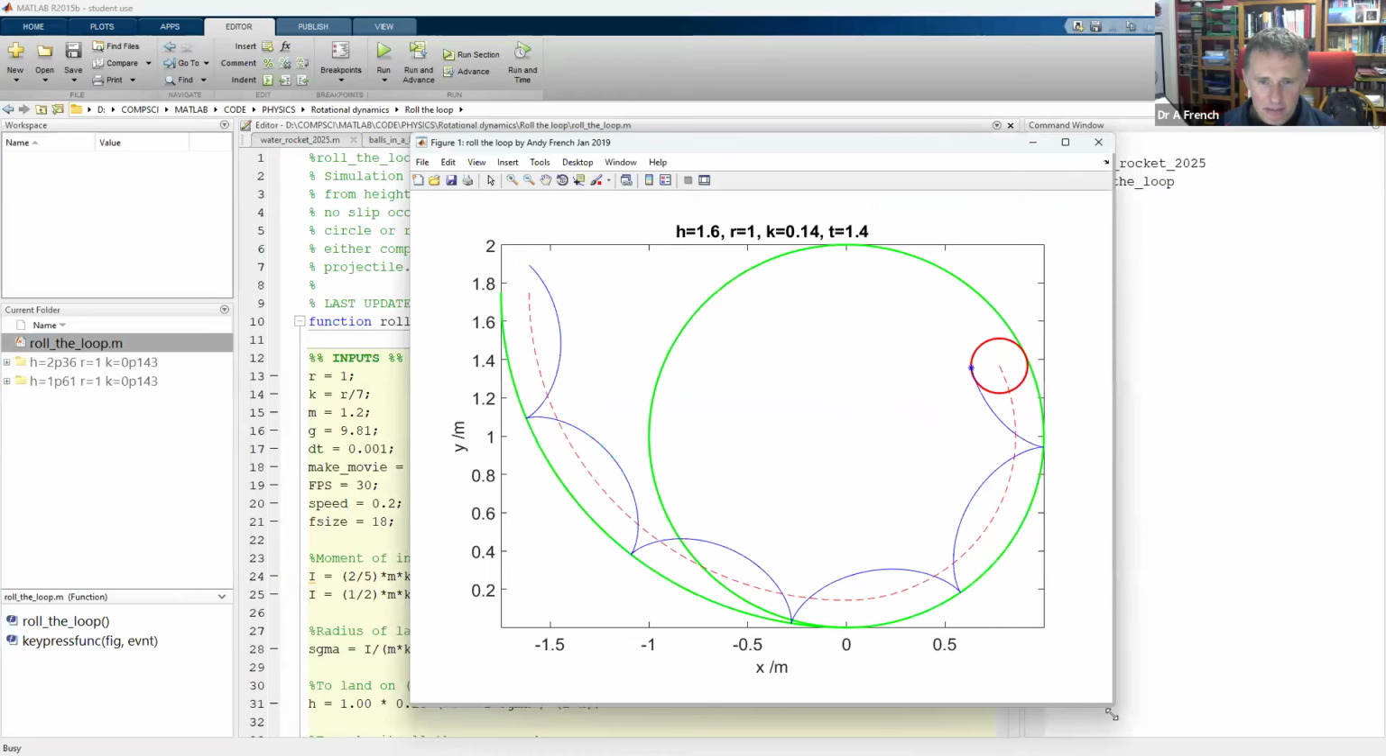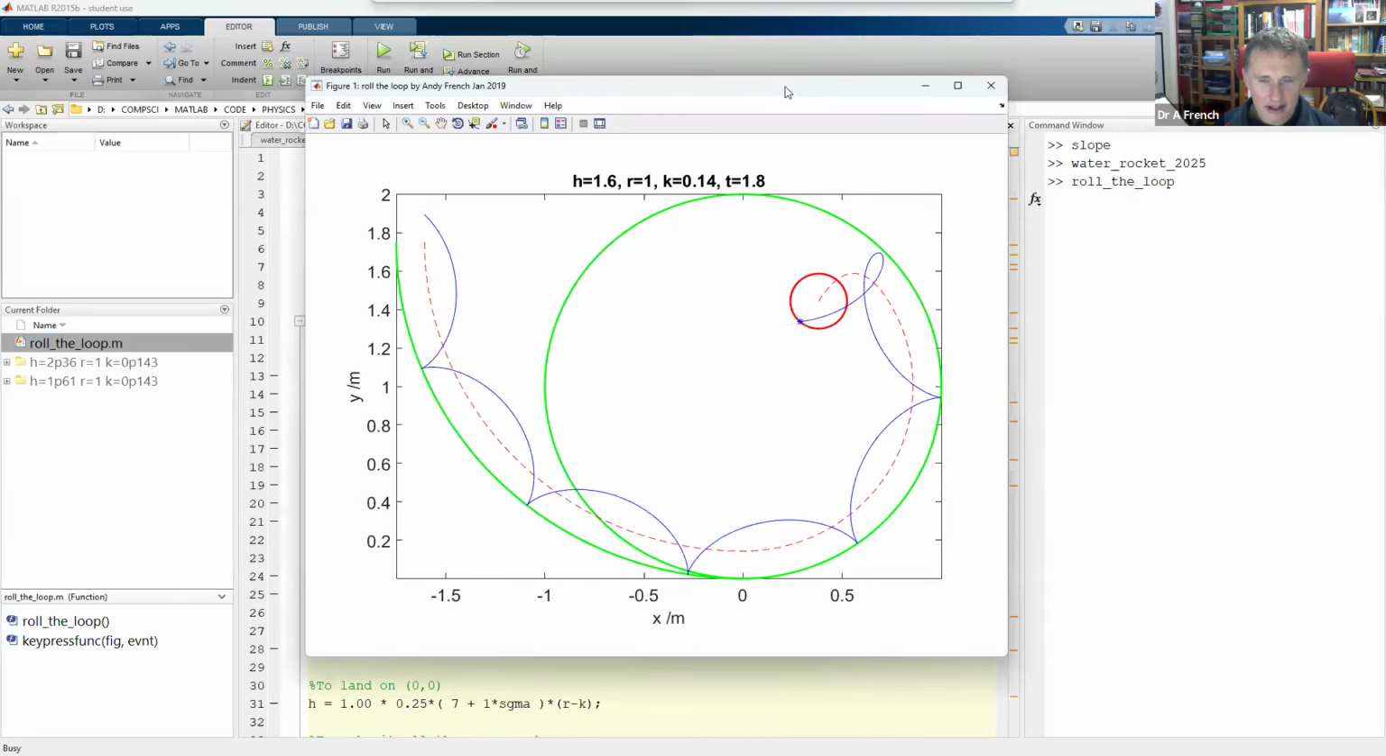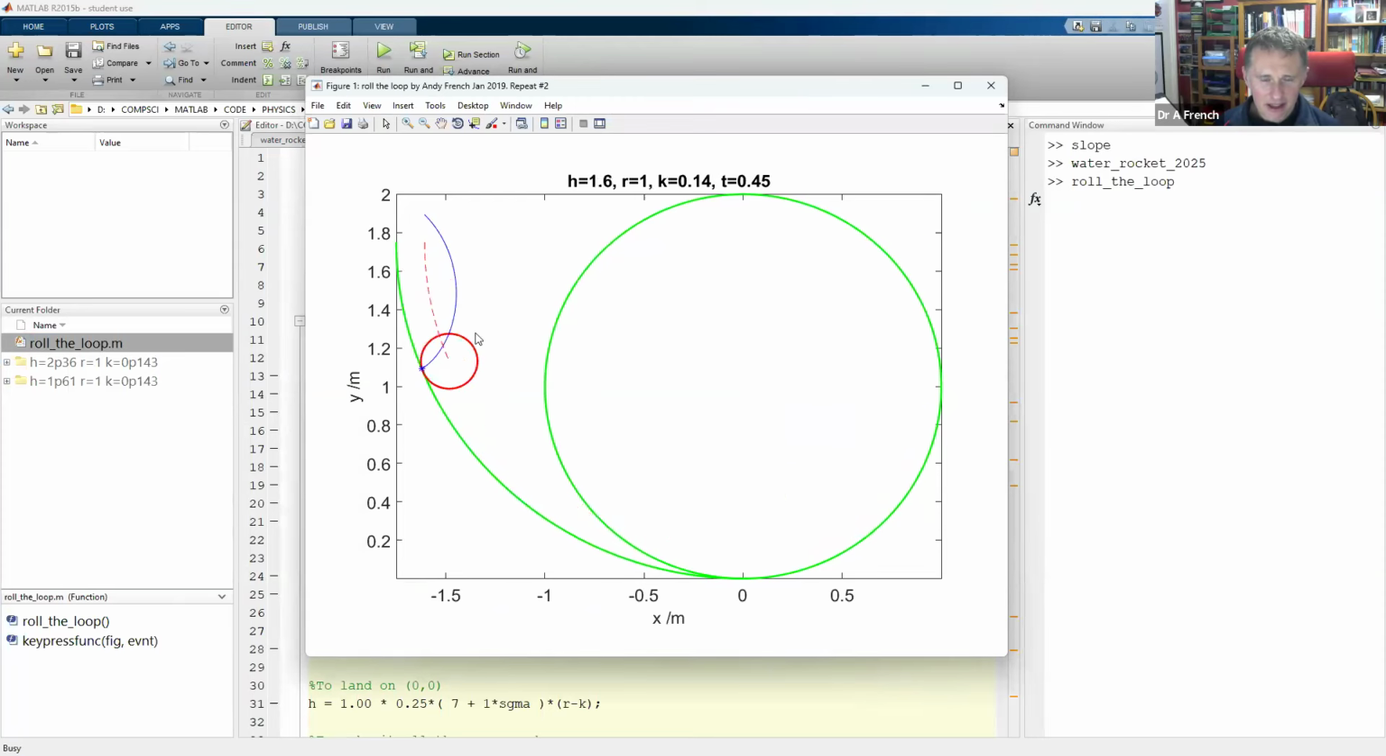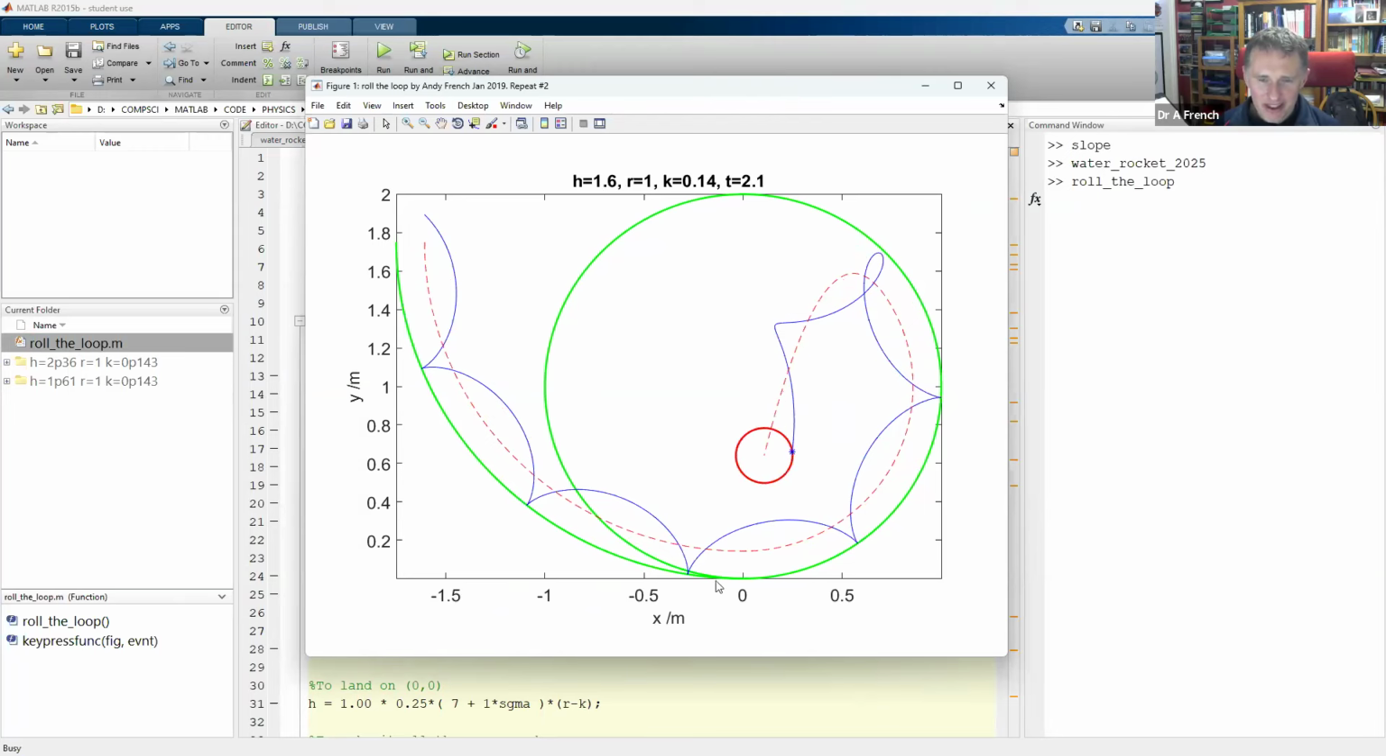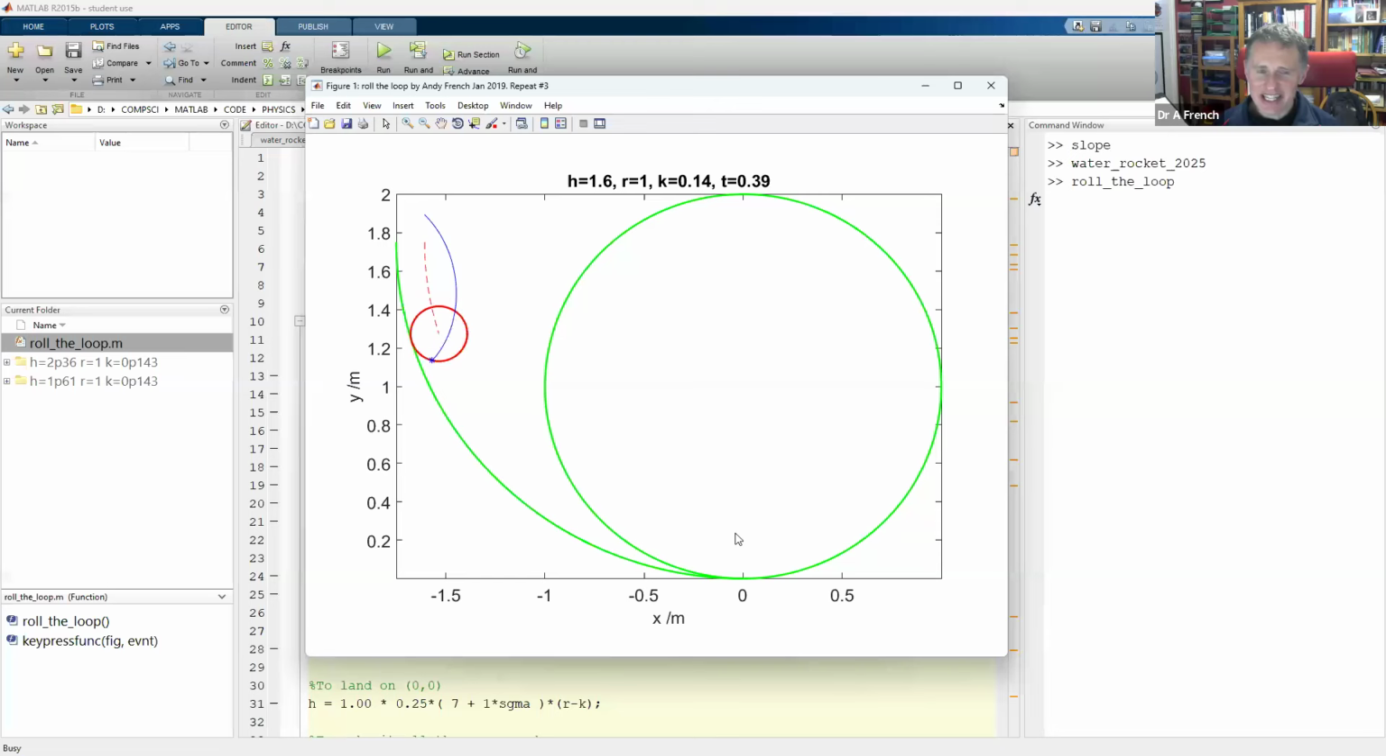So I'll just make that a bit bigger. There you go. So we've rolled from here. We've started from rest. I think it repeats. There we are. And I've got a little spot on the side of my cylinder, which tracks its motion. You get a nice cycloid. Then it falls off.